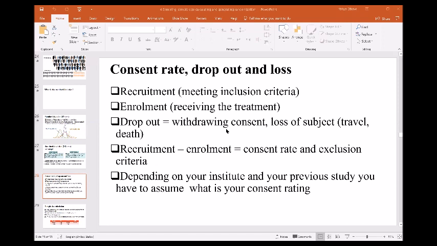So Manal is asking, could you please repeat how to calculate sample size?